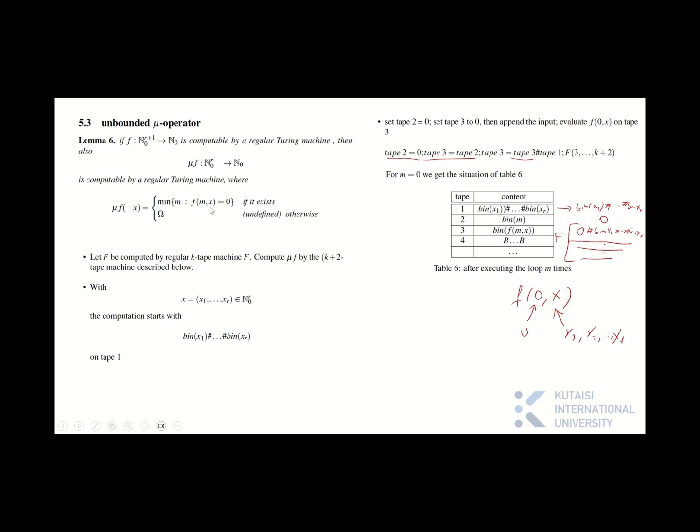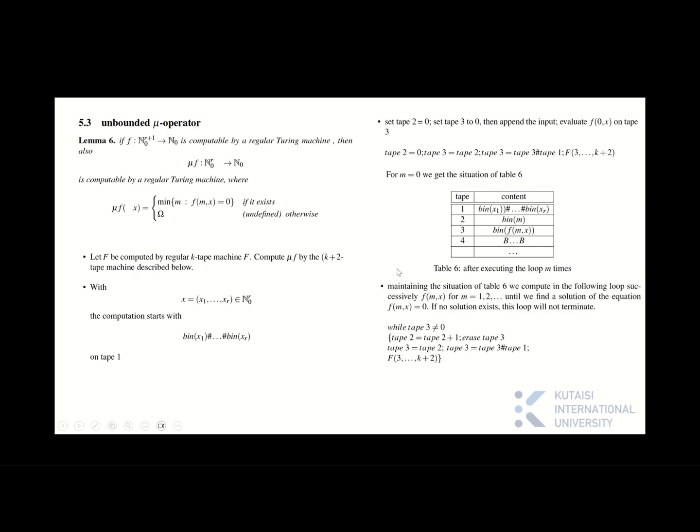Now I have to check whether this is 0. If it's not 0, I have to increment by 1. This is what the next thing is doing. While tape 3 is non-zero, meaning I computed f here, right? On the first step, f(0, x). If it's not 0, I increment tape 2 by 1, so tape 2 becomes tape 2 plus 1.